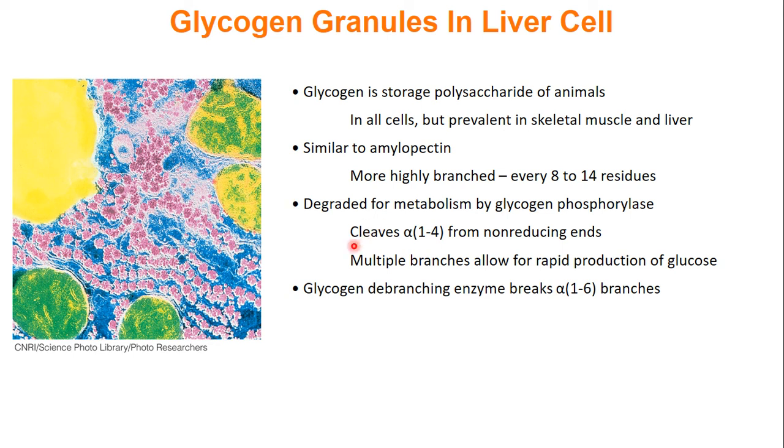So what it will do is that it will cut alpha 1,4s from your non-reducing end, and since you have multiple branches, you have multiple non-reducing ends, and so you have a way to easily release a lot of glucose at once. While if you didn't have any branch, you could only cut one glucose at a time from each molecule. Here we can get multiple molecules of glucose. And we also have debranching enzymes. So this will break apart your branches, allowing for more non-reducing ends to be available, which allows for even more glucose to be available.